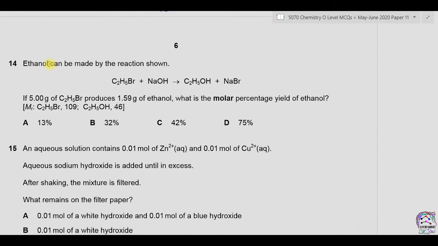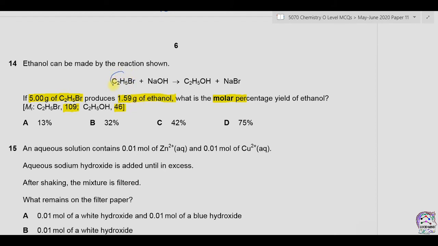Question 14. Ethanol can be made by the reaction shown. Ethyl bromide reacts with sodium hydroxide to form ethanol and sodium bromide. If 5 grams of C2H5Br produces 1.59 grams of ethanol, what is the molar percentage yield of ethanol? Now they have given the molecular masses. So the molecular mass of C2H5Br is 109 and ethanol is 46.